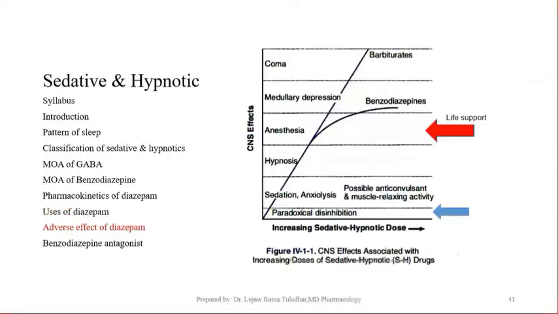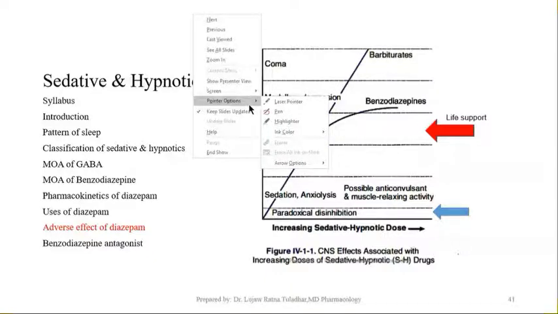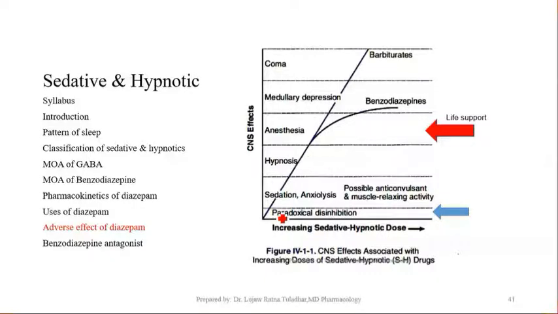Here you can see different CNS effects of sedatives and hypnotics depending on the dose of the drug. Initially, at the lower dose, you will find paradoxical disinhibition. What it means, we'll come to that later, but remember the word paradoxical disinhibition at a very low dose. This is followed by sedation, anxiolytic action, anticonvulsant action, muscle relaxant action. Then at a little bit higher dose, you'll find hypnosis. Then beyond that, you'll find anesthesia, where benzodiazepines and barbiturates separate.